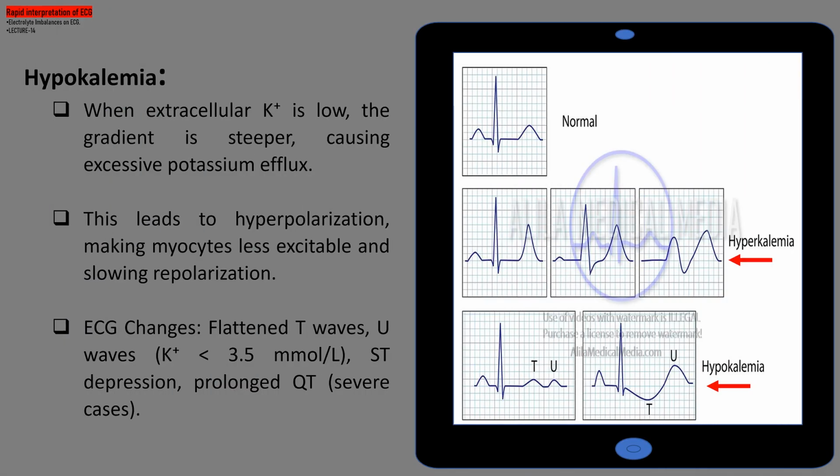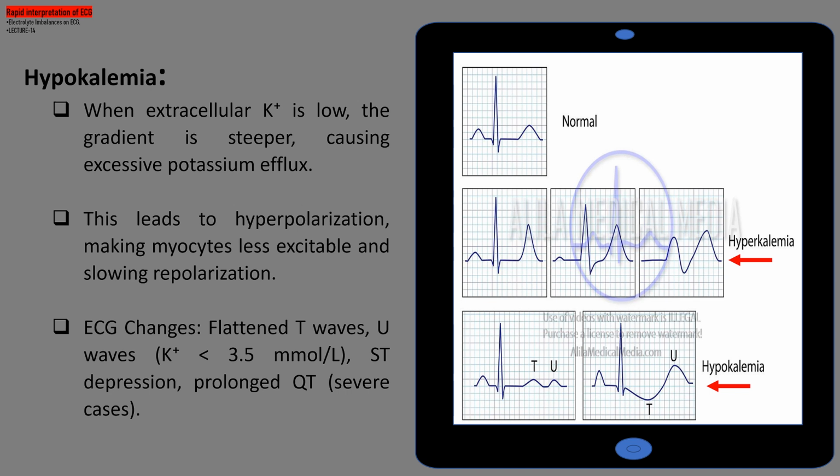Now, imagine the opposite scenario, when potassium levels in the extracellular space are too low, as in hypokalemia. With less potassium outside the cell, the concentration gradient becomes steeper, causing excessive potassium efflux from the cell. This leads to hyperpolarization of the resting membrane potential, making the myocytes less excitable. On ECG, this appears as a flattened T wave, and if potassium levels drop below 3.5 millimoles per liter, a U wave may emerge, indicating delayed repolarization.